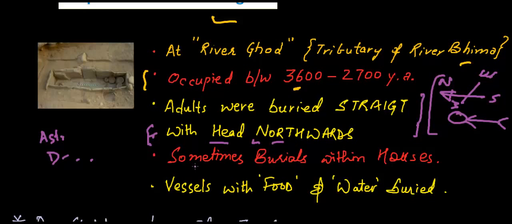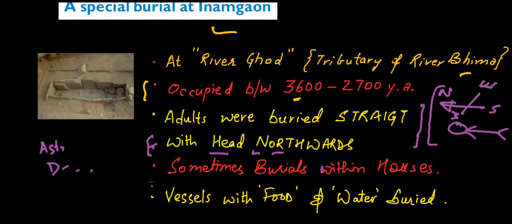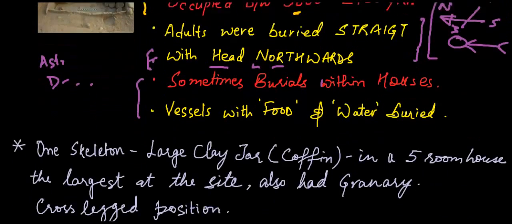Also, at some times the burials were within the houses. Well, this seems a little strange. They had vessels with food and water being buried. You might have also heard that in the pyramids of Egypt, such kind of things were also there. They used to bury the food, the water, certain kinds of animals, equipment, and all that kind of stuff that a regular human being requires in their regular life.